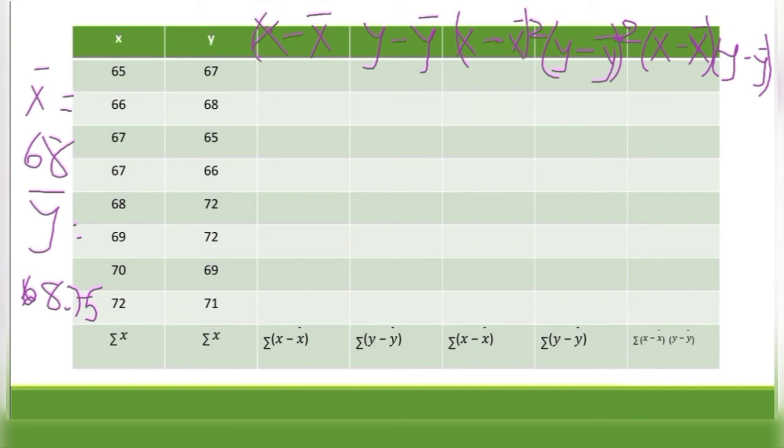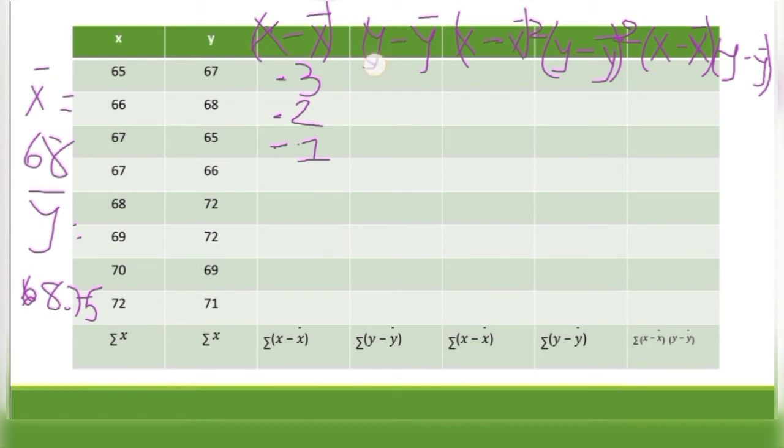For finding x minus x bar, x is 65 and x bar is 68, which means 65 minus 68, so minus 3. Then 66 minus 68, so minus 2. 67 minus 68, so minus 1. And in the same way, find out the other values.